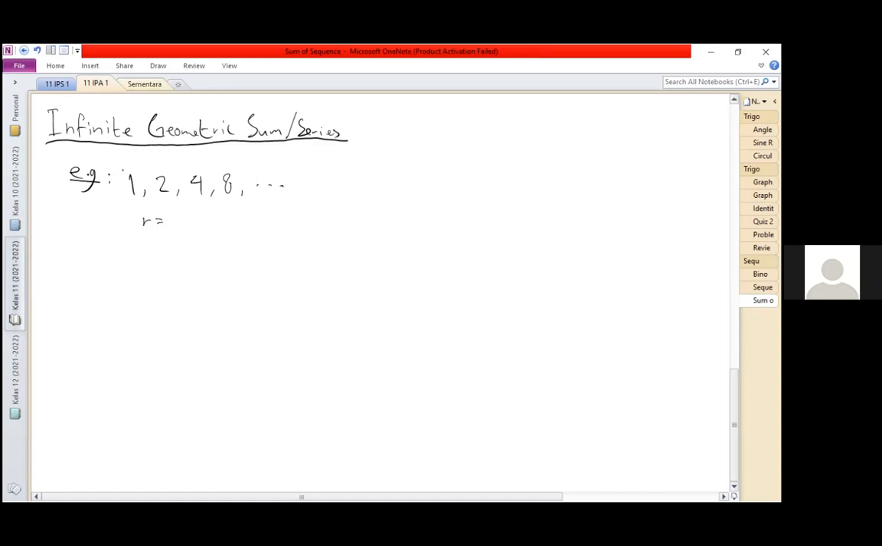So I have this geometric series or geometric sequence. What is the ratio in this sequence? 2. Why? Because we multiply by 2 for each term to get to the next term. So the ratio is 2. And now we want to consider their infinite sum. So 1 plus 2 plus 4 plus 8 and so on.